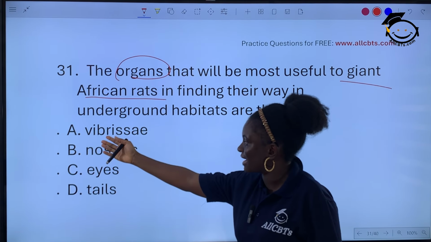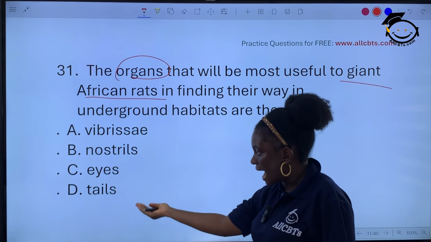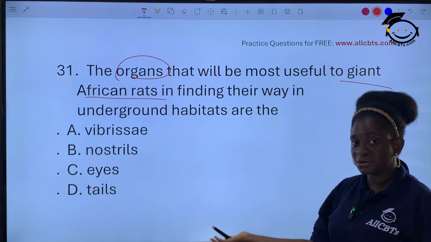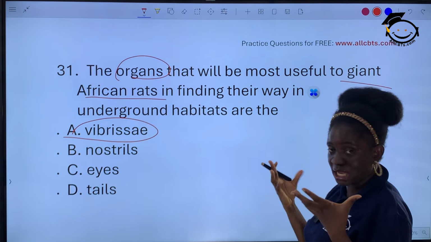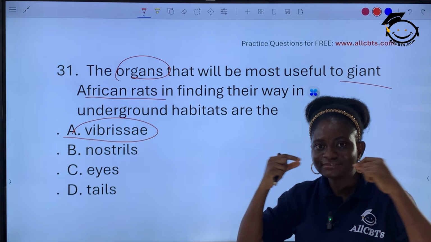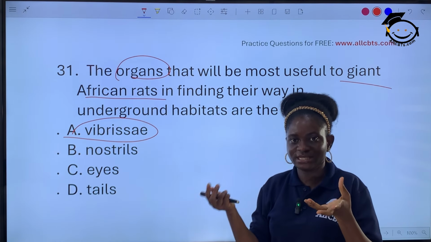So A, we have the vibrissae, B, nostrils, C, eyes, D, tails. So which one answers this question correctly? The answer is vibrissae. They are like whiskers. These whiskers for sensing objects.